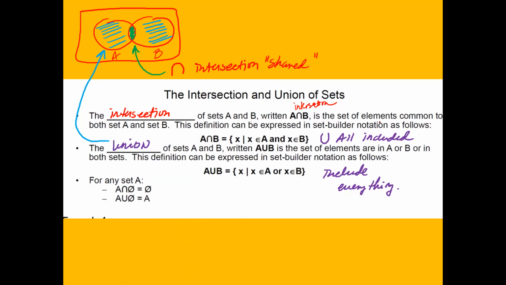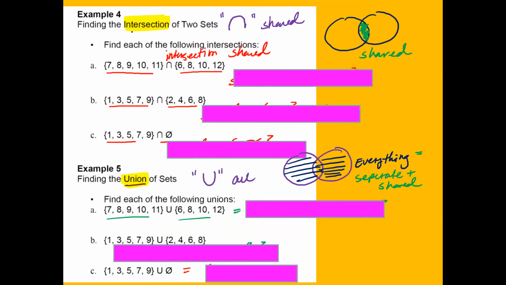The union of a set A and B is written A union B, and this U stands for union. It is the set of elements that are in A or B or in both sets. This definition can be expressed in set-builder notation. Essentially, it is to include everything. Intersection is what they share in between A and B. So let's practice with this.